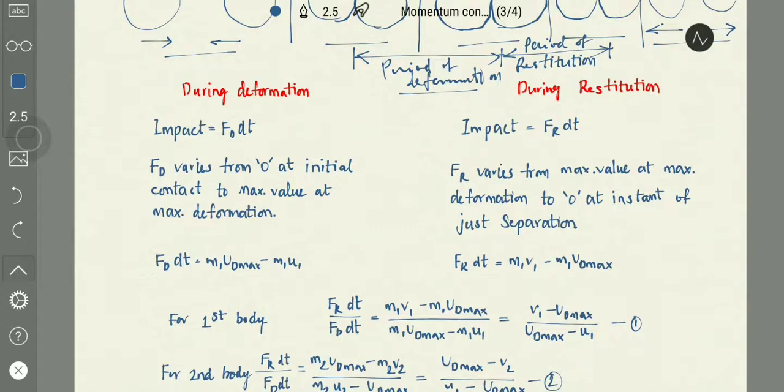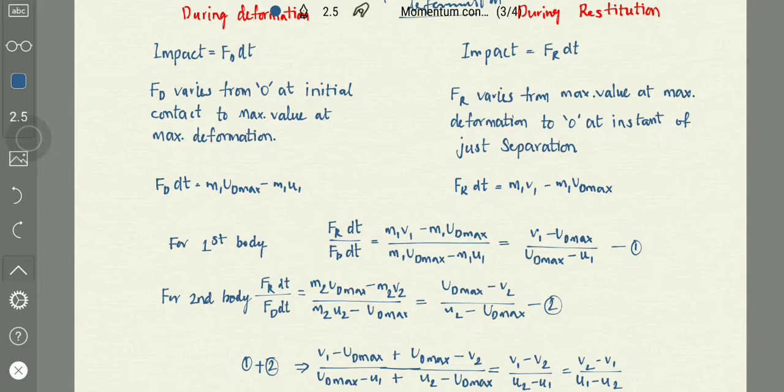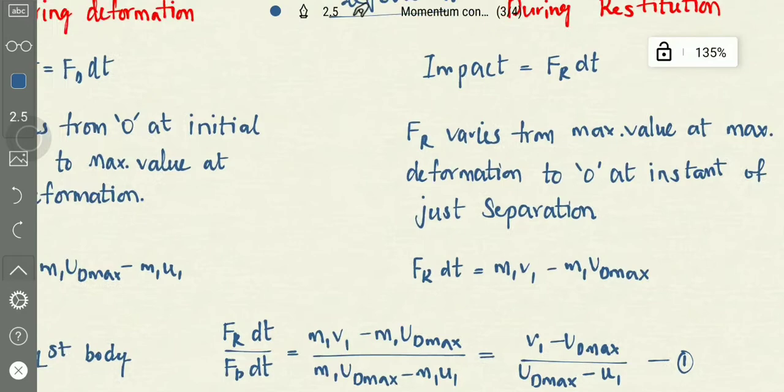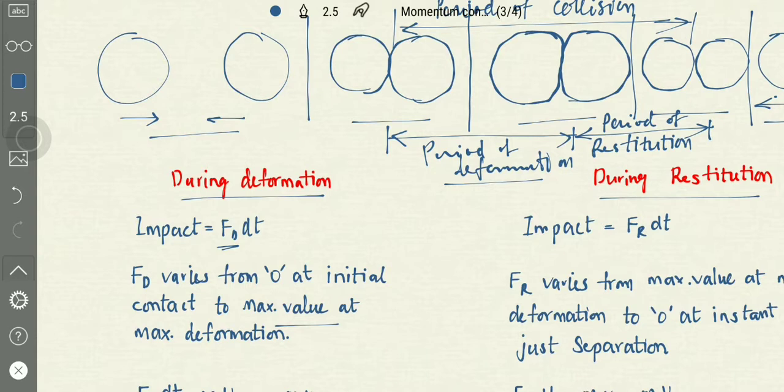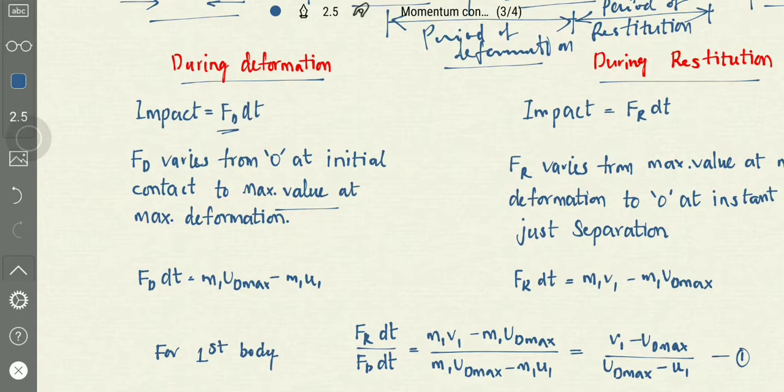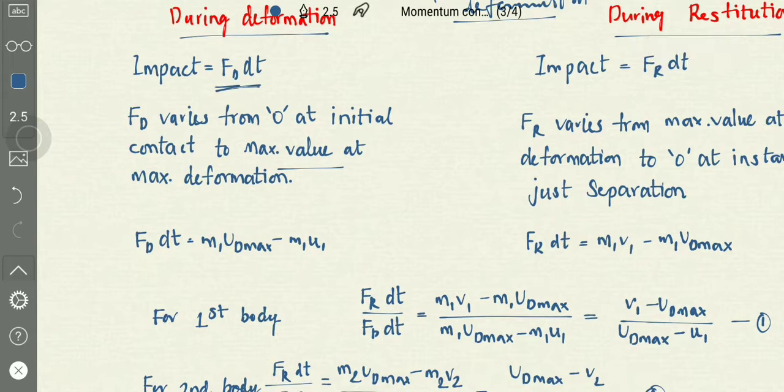And let us derive an important equation which is very useful, called the coefficient of restitution. In order to derive it, let us divide this into two parts, during deformation and during restitution. During deformation, let us say the impact is FD. This FD varies from 0 at initial contact to a maximum value at maximum deformation. So as this is the initial contact, the force will be 0, and when it reaches maximum deformation, the force will be maximum. So the impulse is FD into dt.